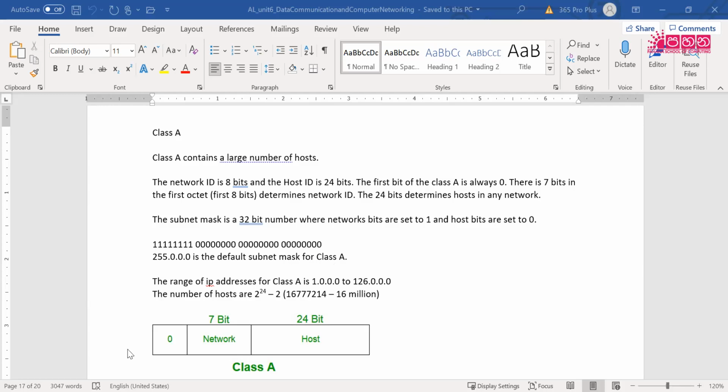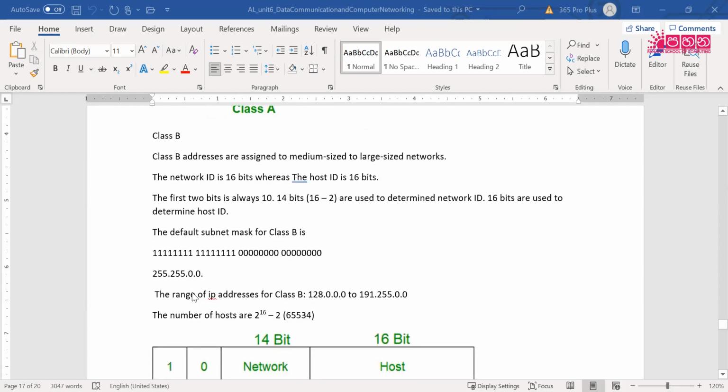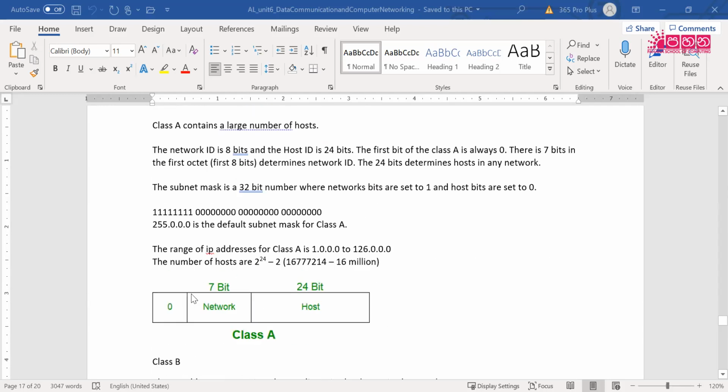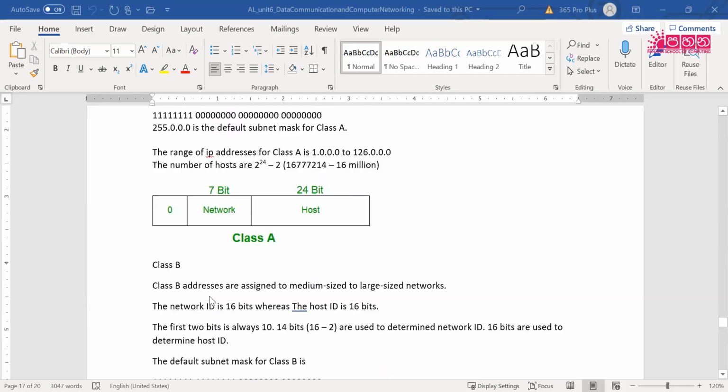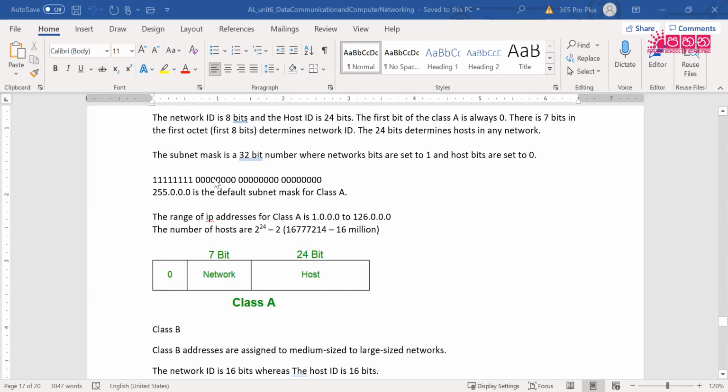So that's class A. Now the second one we discuss is class B. Okay, one thing I forgot. In class A, the first bit should be 0, which means although you have 8 bits for the network, you have to use the 7 remaining bits. The range you need to remember, the range of IP addresses goes from 1 to 126. If you have 1 and something, or 120 something in the valid range, that belongs to class A addresses.